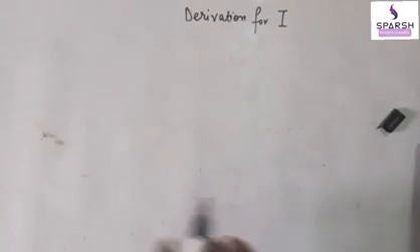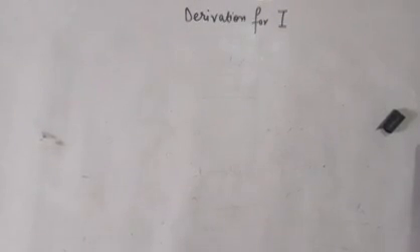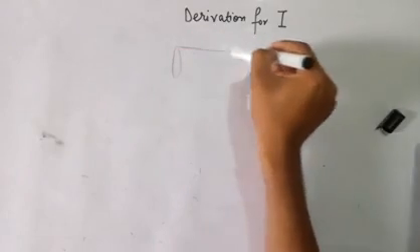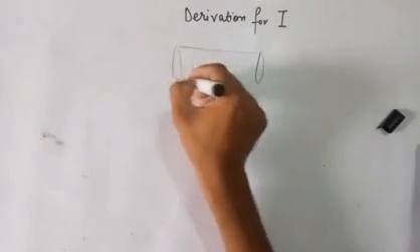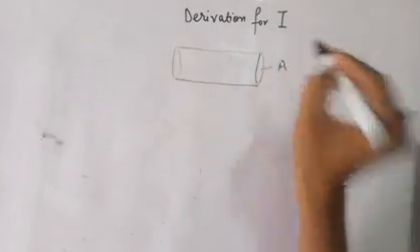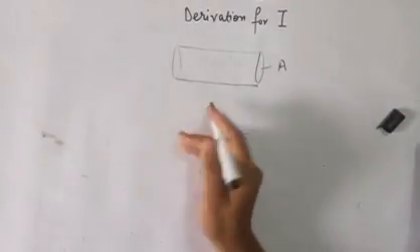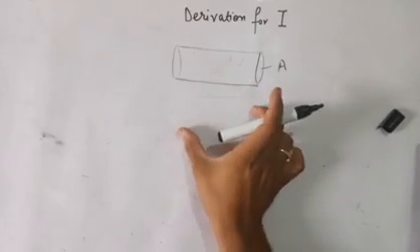Welcome class. Today we will do the derivation for I in terms of number of electrons, drift velocity, and cross sectional area. Okay, let us consider a conductor having cross sectional area A, and a potential difference or electric field E is applied across this conductor.